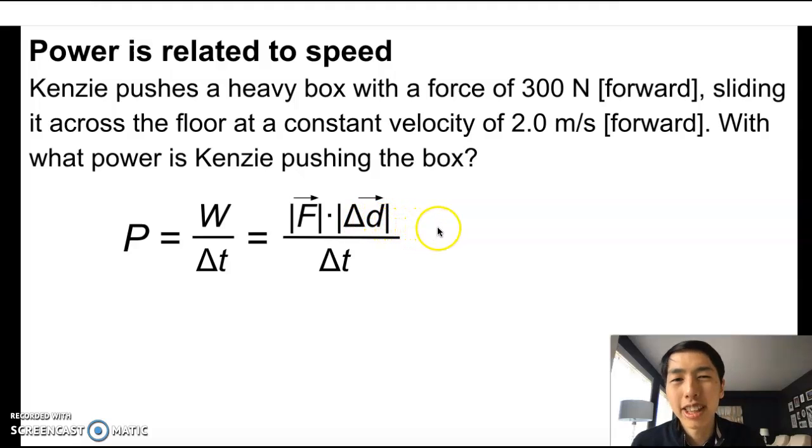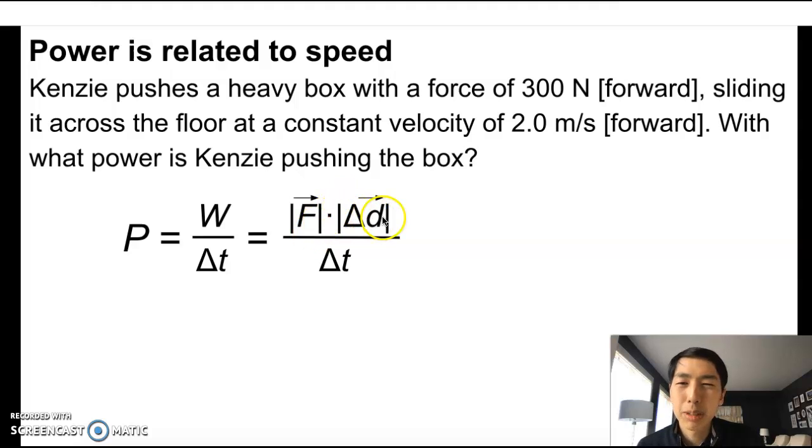What about the cosine of theta? Well, in this situation, the force and the velocity are in the exact same direction, forward. So theta is 0 degrees. So it's cosine of 0 degrees, which equals 1. And that's not going to affect anything if you multiply by 1. So just replace work with the work formula. That gets me a force term here. So I can plug in 300 newtons for the force here.